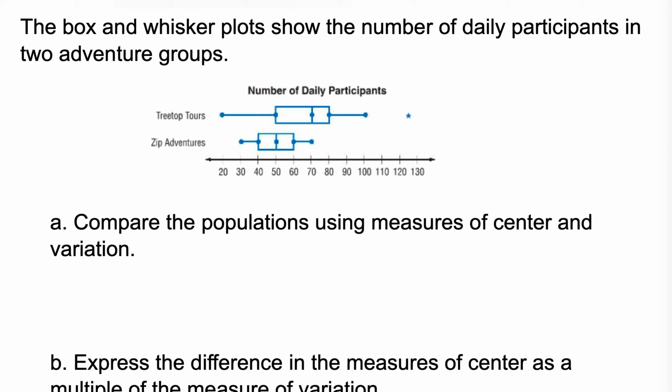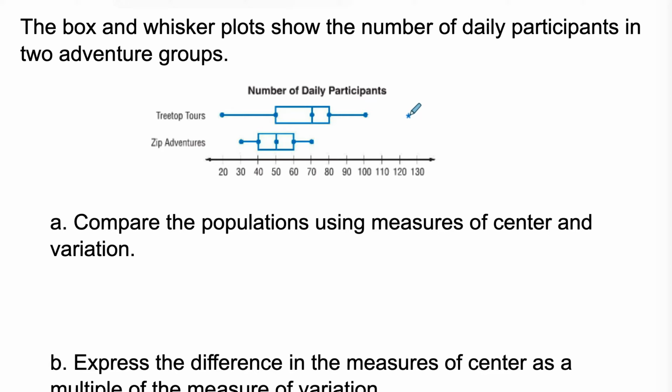So here it says the box and whisker plots show the number of daily participants in 2 adventure groups. We have Treetop Tours, we have Zip Adventures. Now on the Treetop Tours, this particular box and whisker was designed with this little star here instead of the whisker. That's one way you can show on a box and whisker plot that there's an outlier. There was one day that Treetop Tours had, it looks like maybe 125 people, and every other day it was at 100, maybe slightly bigger than 100 or less.